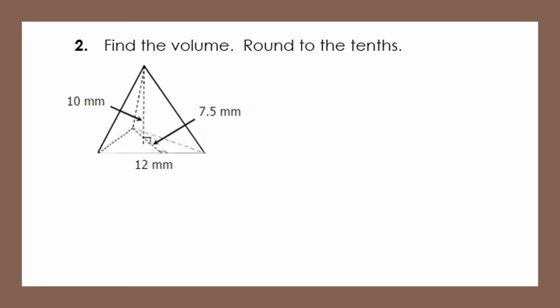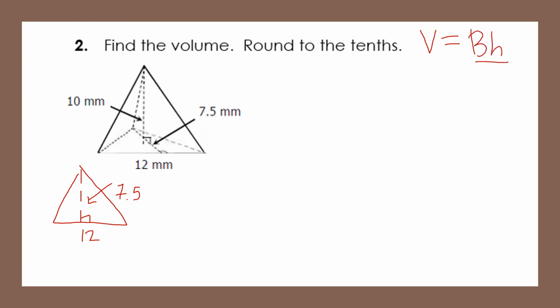In our second example, we have a triangular prism. So I'm going to draw that base out. We can see that one side is 12. We've got a dashed line in the middle with a perpendicular sign, so that's representing the height of that triangle, which is 7.5. So the first thing I'm going to do is find the area of that base.